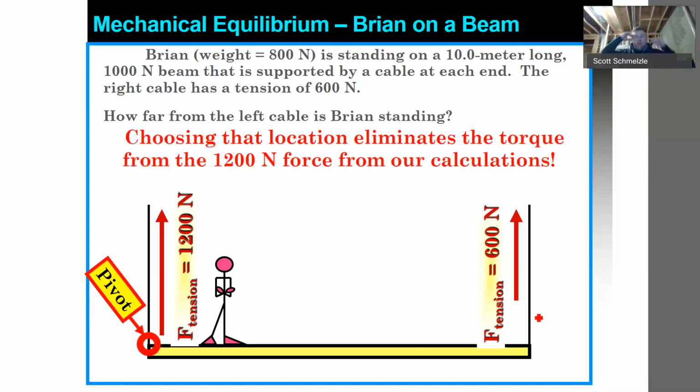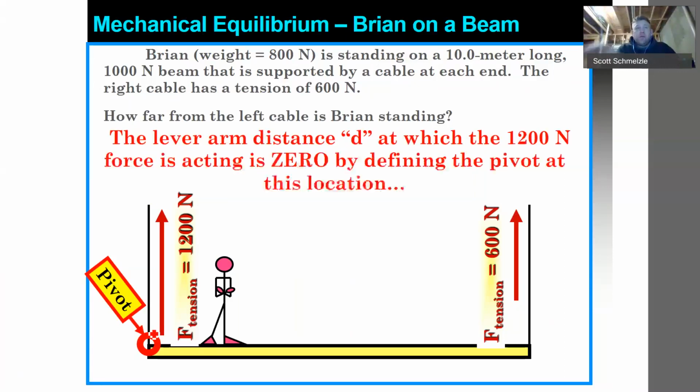Choosing that location eliminates the torque from the 1,200 Newton force from our calculations. Again, if you think about torque as being force times distance, this cable is 0 meters from the pivot point. It would be like trying to open the door by turning the hinges or pushing right on that hinge spot. The amount of torque that's required to do that is exponential. You can't do it, right? So for us, that's where we start to pick. So we know that we have 0 torque there. Because it's at that point, that's why it works out really nice and really special for us. The lever arm distance is 0 by defining the point at this location.